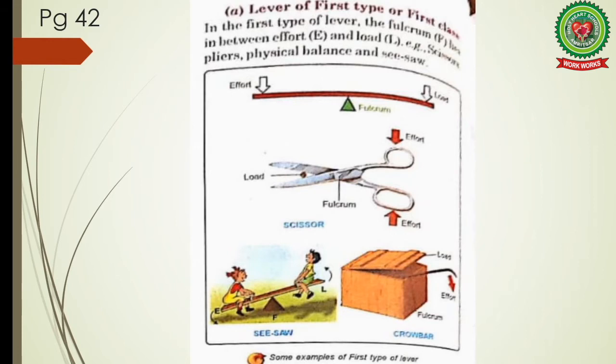Come to page number 42 on your books. Let's read it. Lever of first type or first class. In the first class or in the first type of lever, the fulcrum F lies in between effort E and load L. Examples are scissors, pliers, physical balance, and seesaw.